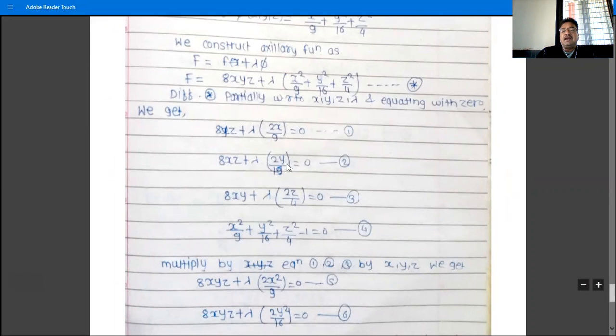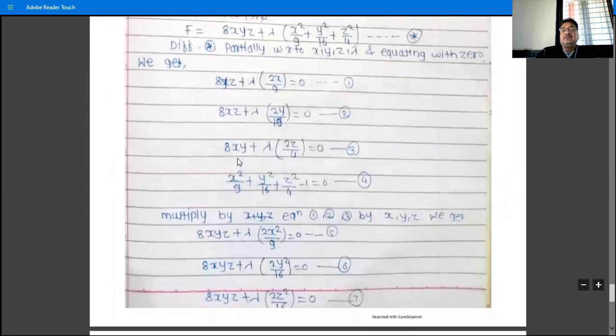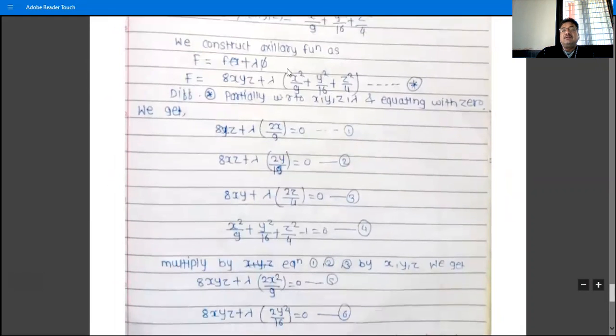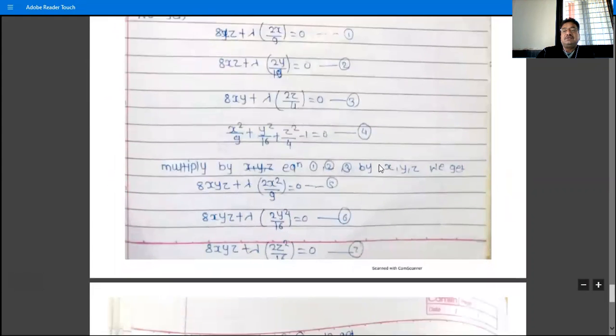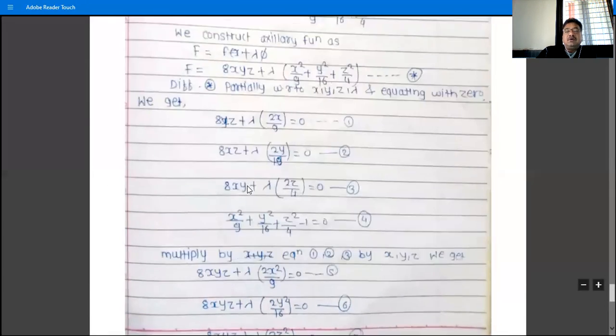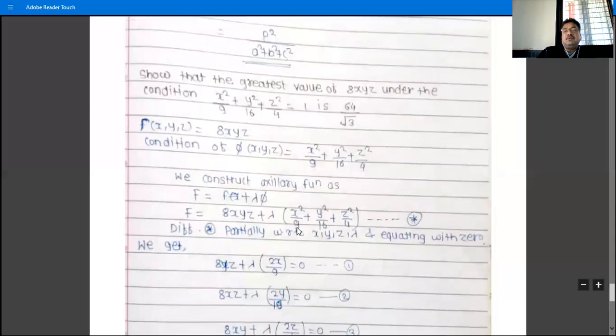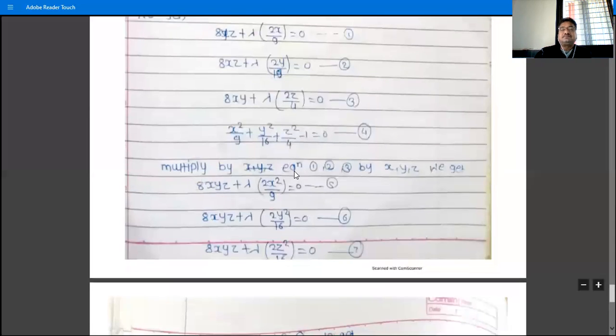Similarly, with respect to y the derivative is equal to 0, and with respect to z the derivative is equal to 0. And with respect to lambda, we have x square by 9 plus y square by 16 plus z square by 4 minus 1 is equal to 0. This is equation number 4. So in every example, equation number 4 is the given condition. That is the differentiation with respect to lambda.